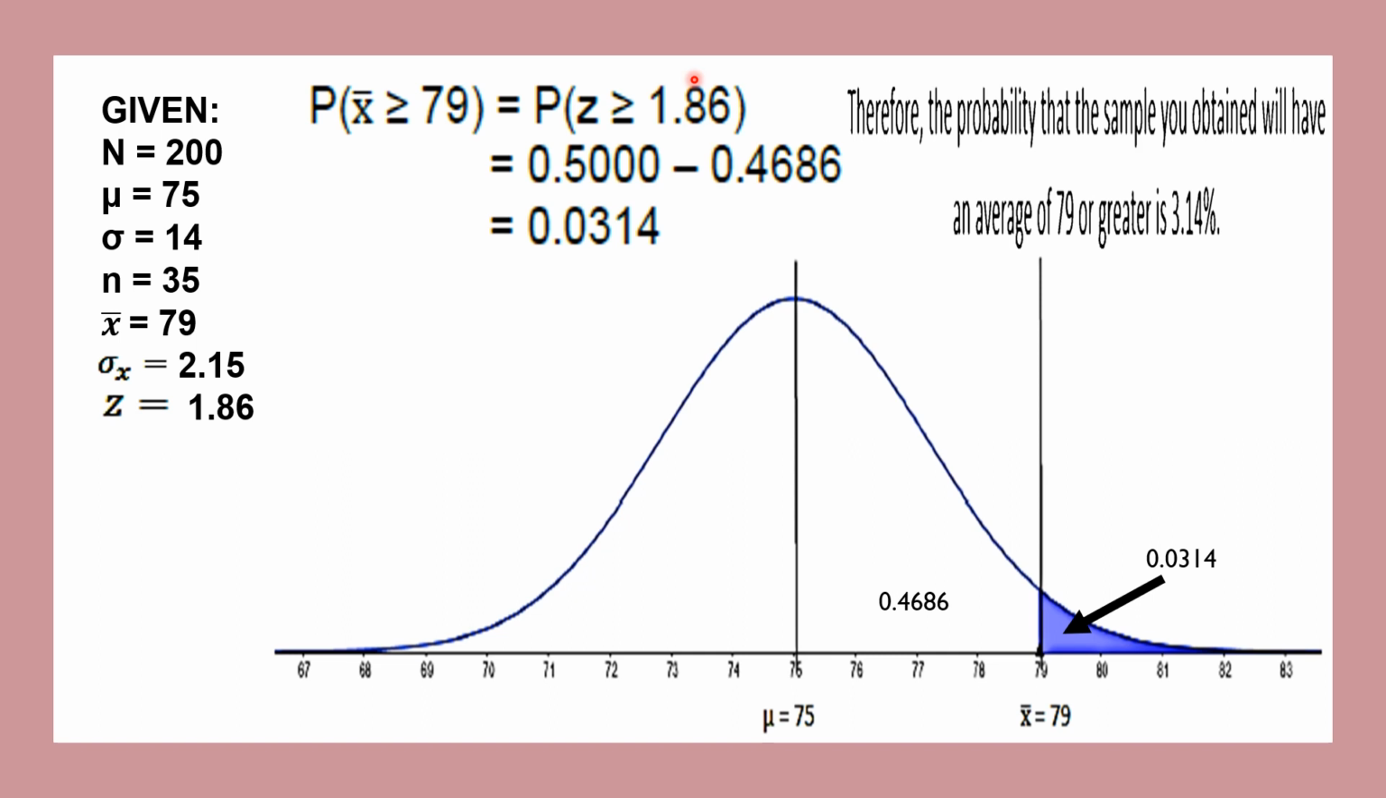So, may steps naman yan, no? Una is given. After the given, we find this one, no? The sigma sub x, and then after that, we find the z-score. And then, after that, we can graph. After graphing the normal curve, we can already find the probability.